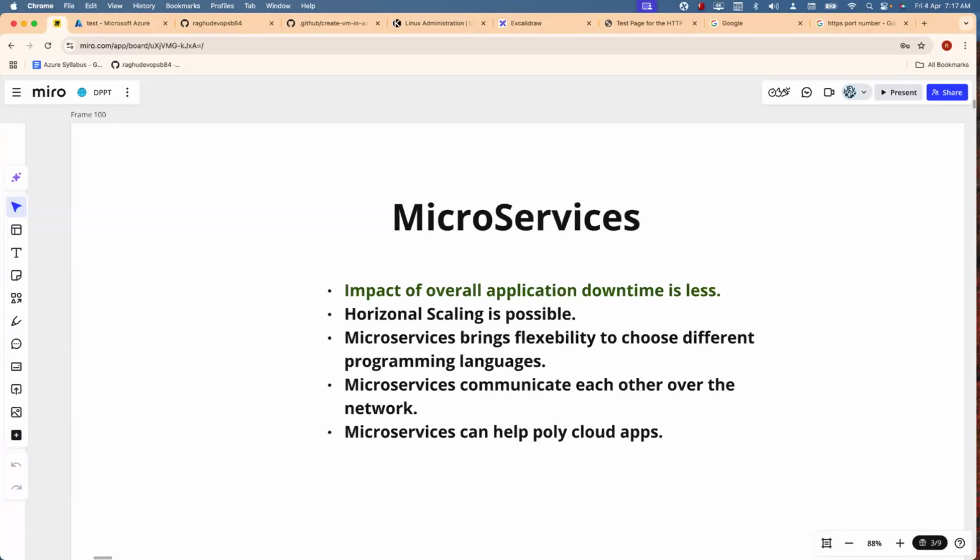And making small services has certain advantages. The impact of overall application downtime is very low. If I make a big application and there is a problem in one place, the whole application is down. But when we make small pieces of the application, if one piece has a problem, only that piece of software has the problem.